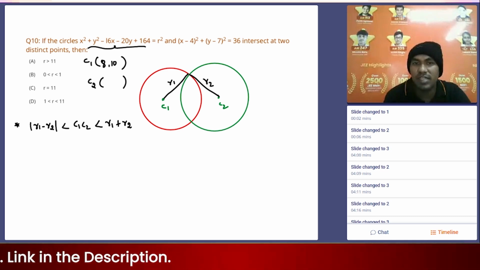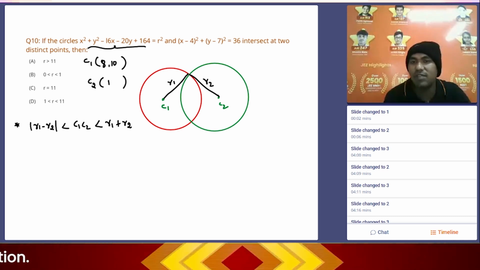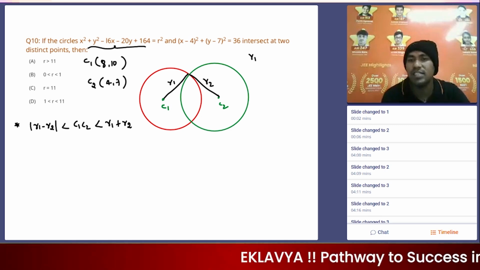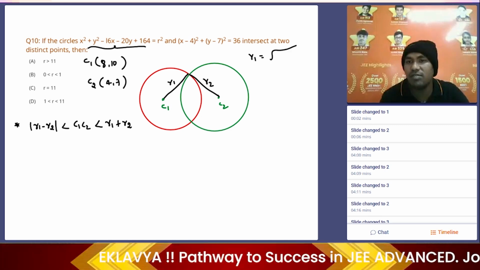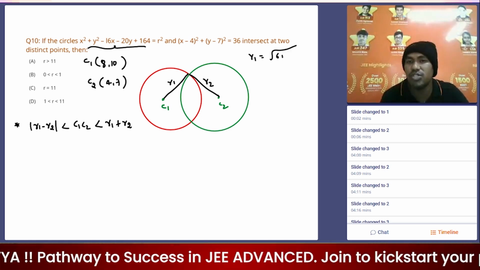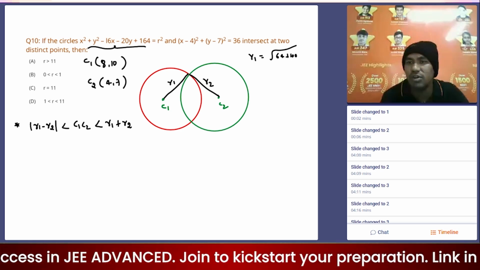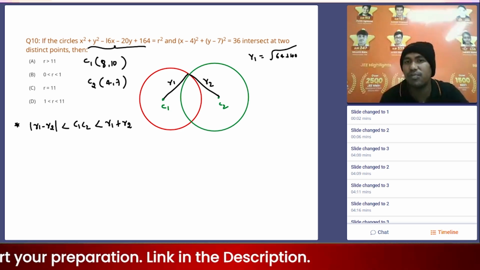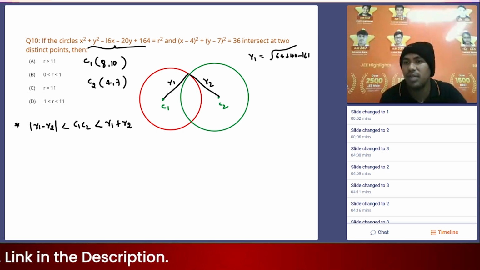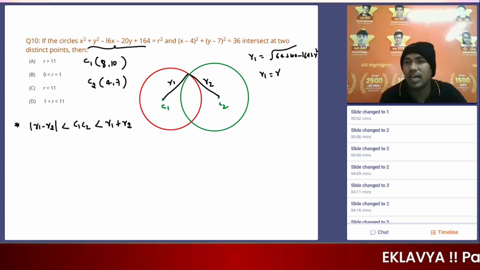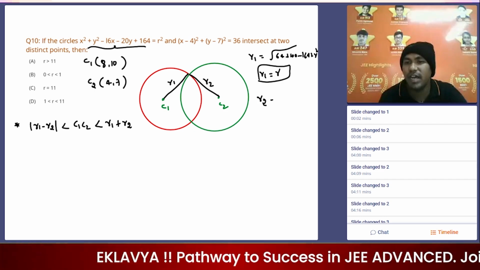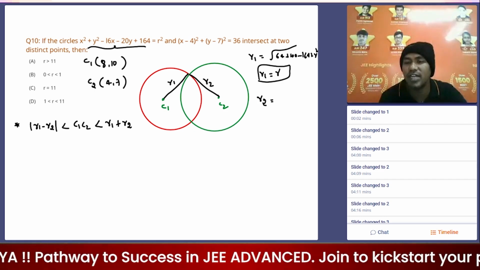So what is our C2? C2 is the center for the second circle, that is already given in the standard form, 4 comma 7. So what is our R1 value? The R1 value will become g square, that will be 64 plus 100. And what is the c value here? 164 minus r square, that will become minus 164 plus r square, which means R1 is equal to how much you will get? r. And if you take R2 value in the same way, what is R2 value?